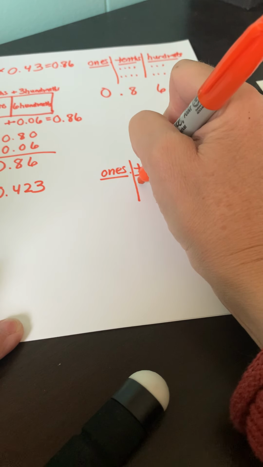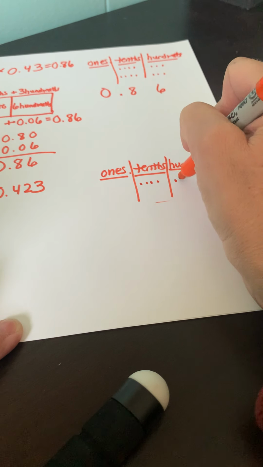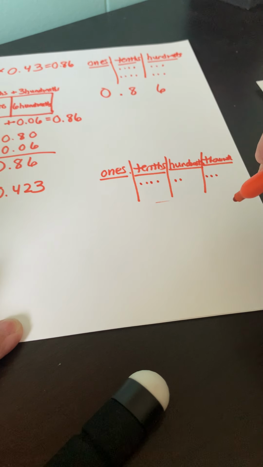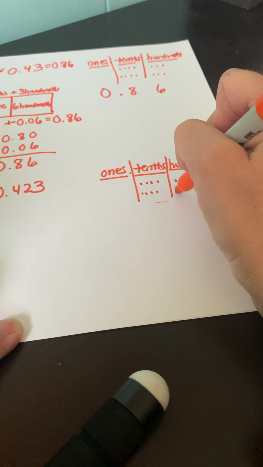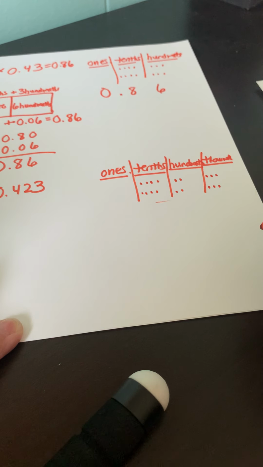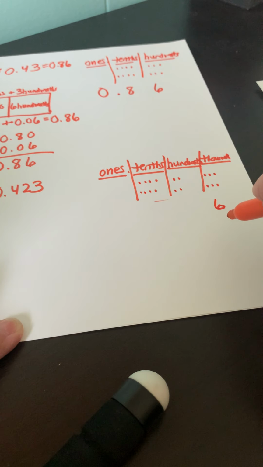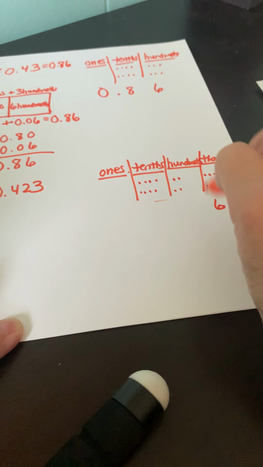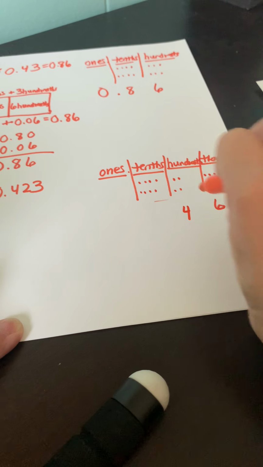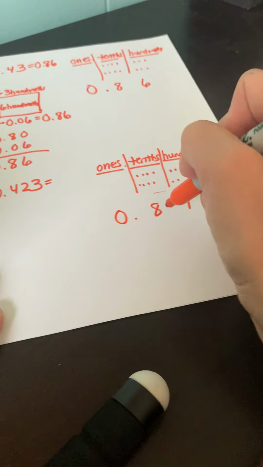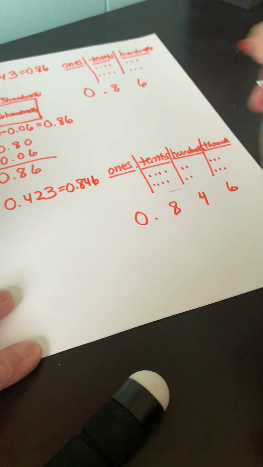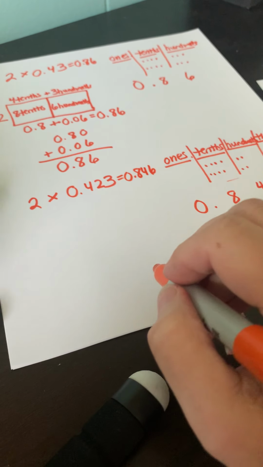Okay, so you pressed play. We have 4/10, 2/100, 3/1000. That's 1 copy, but I need 2 copies. So I write 4/10, 2/100, 3/1000 again. 2 times 3/1000 is 6/1000. 2 times 2/100 is 4/100. 2 times 4/10 is 8/10. My answer is 846/1000. Let's try this with an area model.